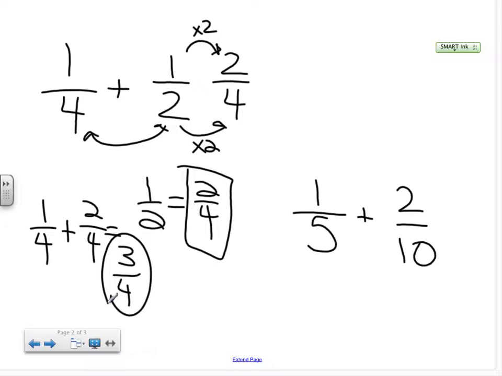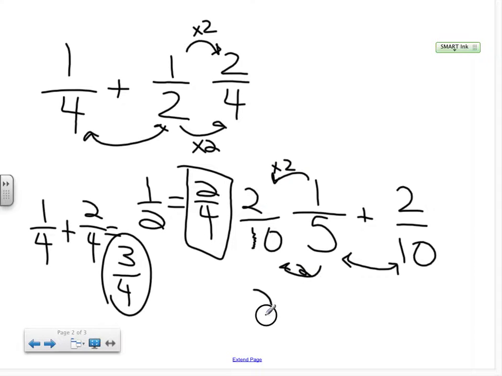5 and 10. Again, if they can work with each other, only change one. If they don't work with each other, you're going to have to change both. So I can make my fifths out of tenths. 5 times 2 is 10. So if I do the same thing to my numerator that I do to my denominator, my new fraction is 2/10. 2/10 is equal to 1/5.